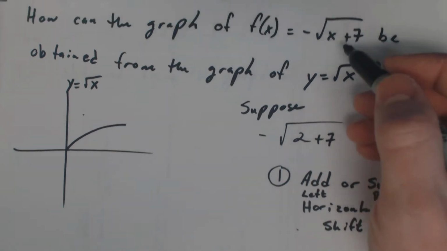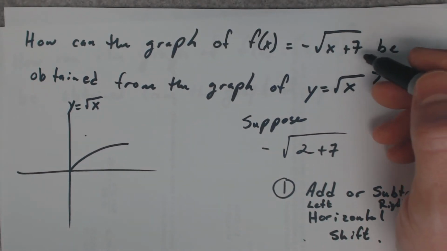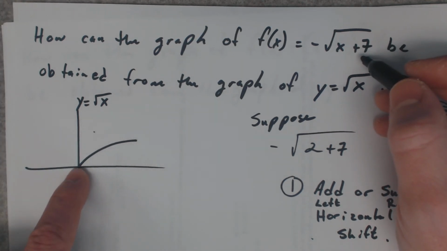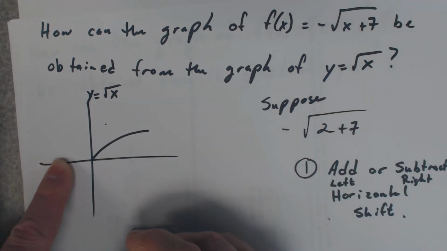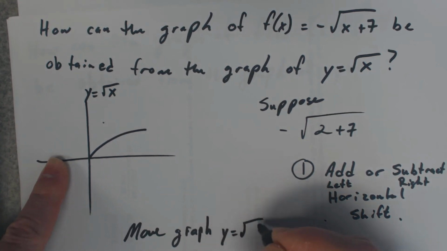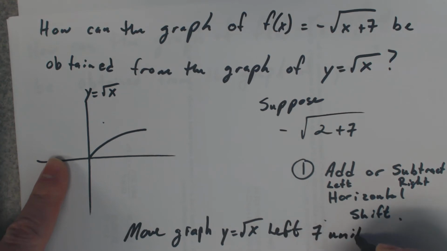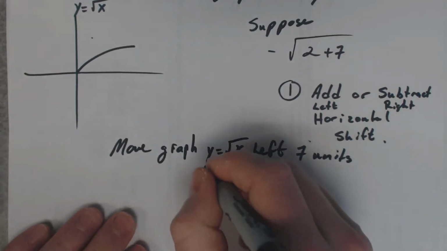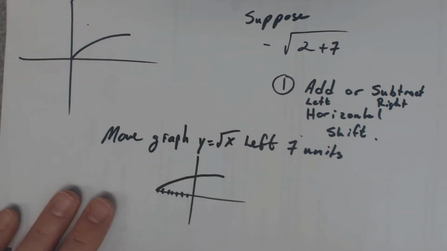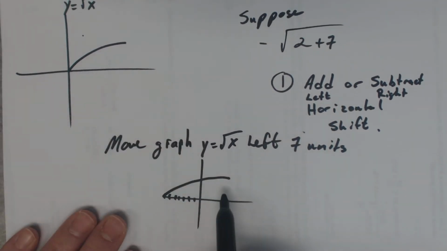So this +7 is the very first thing you do. It's a horizontal shift. Not to the left. I'm sorry, not to the right 7. It's to the left 7. So you need to move the graph y equals the square root of x left 7 units. So it looked like this. 1, 2, 3, 4, 5, 6, 7. Now it looked like that. You take that same curve and you move it to the left 7.